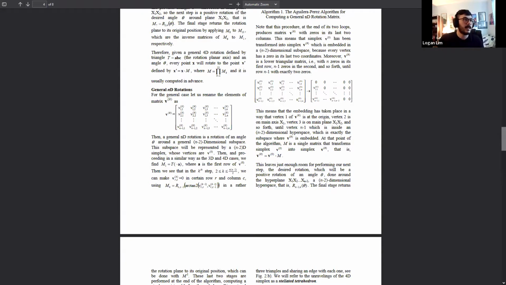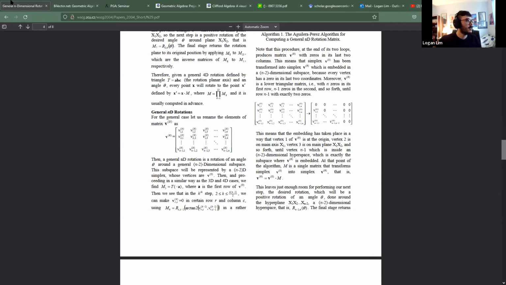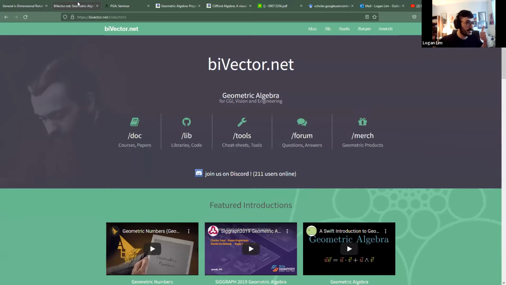Can everyone see my Firefox? Can everyone see? Okay, good.